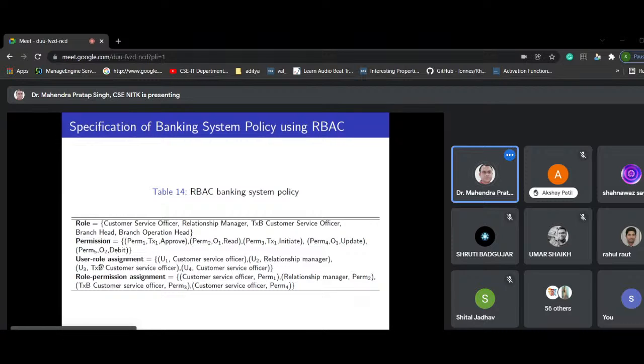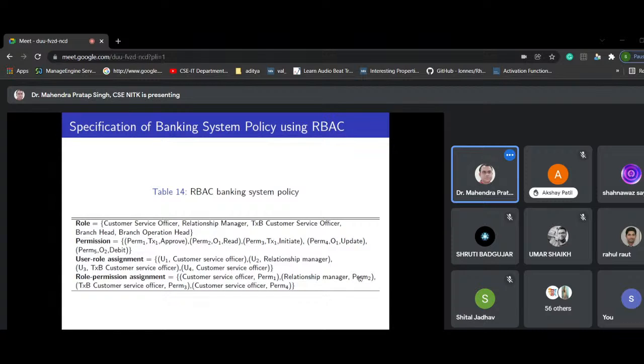Now you see what I am doing. First of all, I am doing the role permission assignment. It means I am assigning the permissions to roles. Customer service officer is a role. I am assigning permission 1. So this permission will enable this customer service officer to approve the transactions.